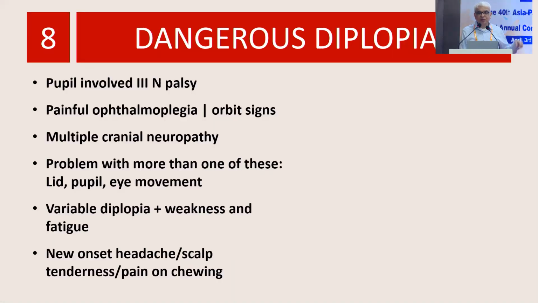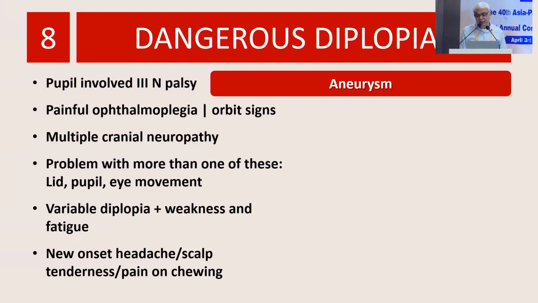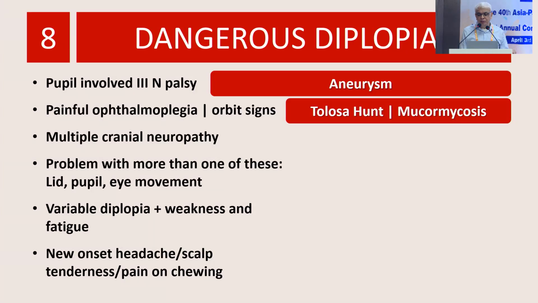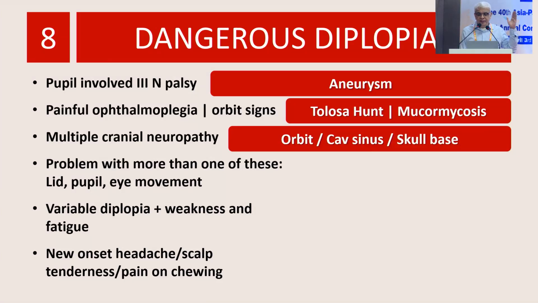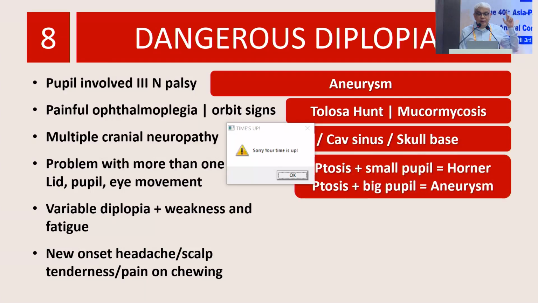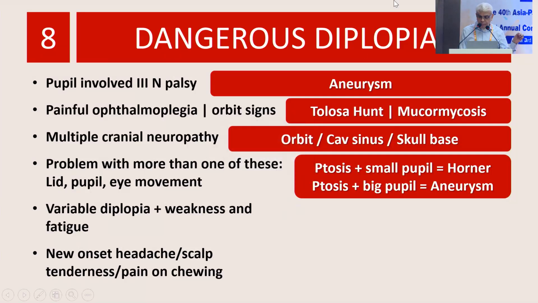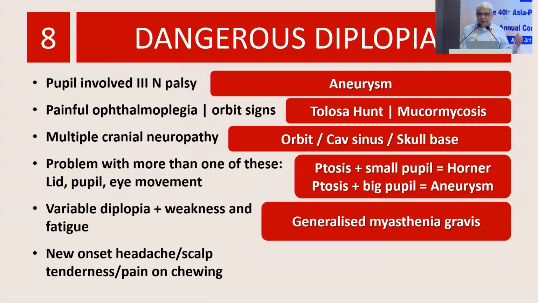But importantly, I want to talk about dangerous diplopias. So in a pupil-involved third nerve palsy, we'll be looking at aneurysms. As far as painful ophthalmoplegia with orbit signs, we could think of Tolosa-Hunt or mucormycosis. Multiple cranial nerve palsies, neuropathies, think of orbit, cavernous sinus, and the skull base. If you have a cranial nerve palsy with either lid or pupil or eye movement, then you can think about, is it Horner's? If it's with a small pupil, but if it's with a big pupil with ptosis, it could be aneurysm. Variability, you know, myasthenia gravis.